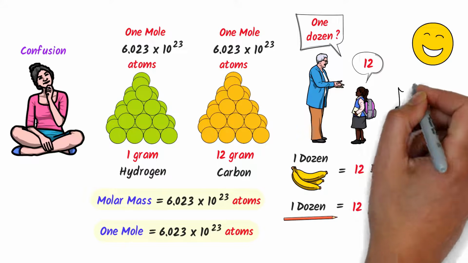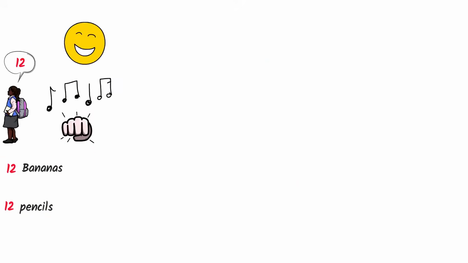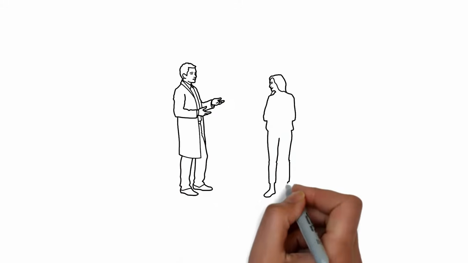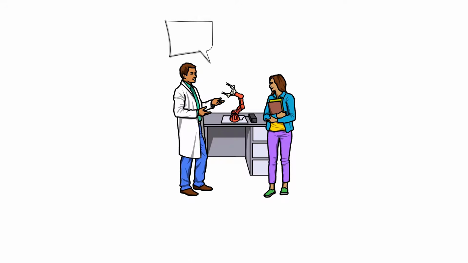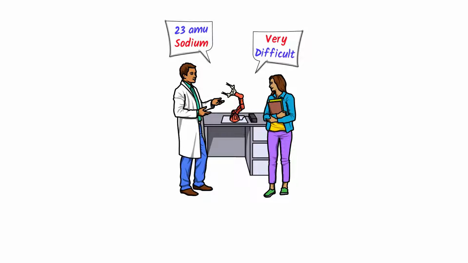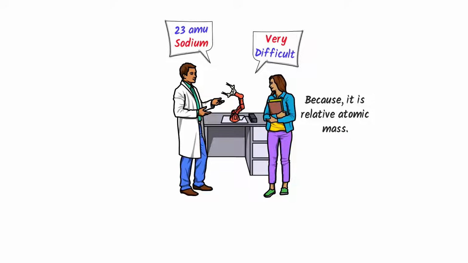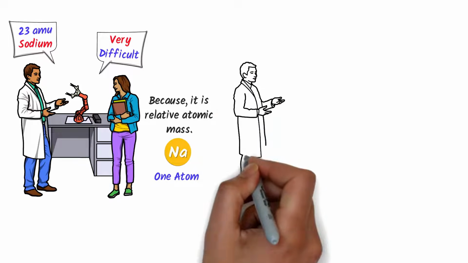Finally, let me teach you some important questions regarding molar mass or mole, which will make things super easy. For instance, in the laboratory, I ask you to bring me 23 AMU of sodium atom. What will you do? Well, you will simply reply that it is very difficult to bring 23 AMU of sodium because it is relative atomic mass, which contains only 1 atom of sodium. We know that we cannot touch, see or do chemistry with 1 atom of sodium.